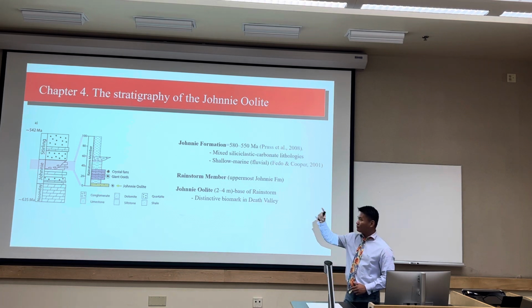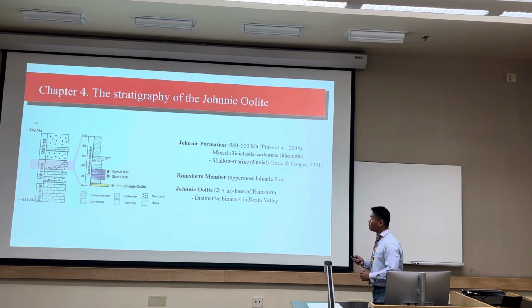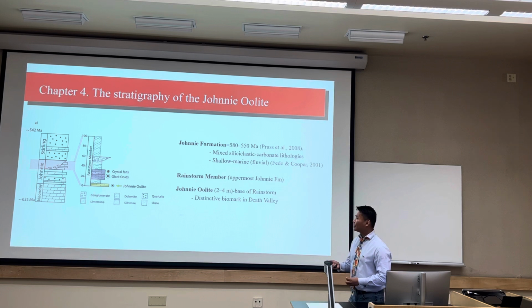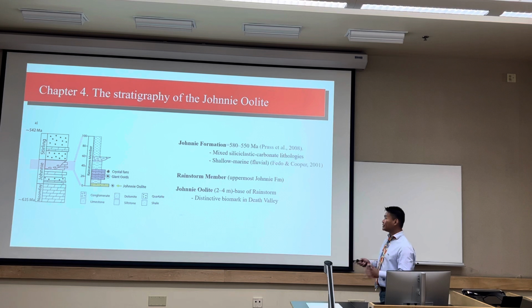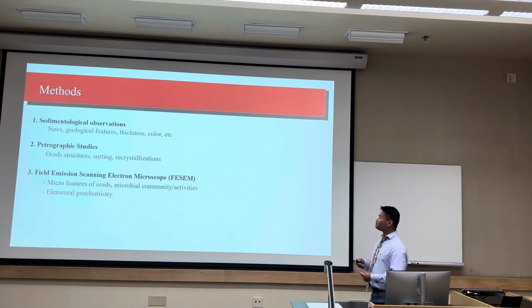The top division will be the Rainstorm Member, which is the uppermost section. And this is the stratigraphy of the Rainstorm Member. The Shuram excursion is documented here and also here. In this study, we're going to look at the Johnnie oolite only, which is the distinctive marker bed in Death Valley.